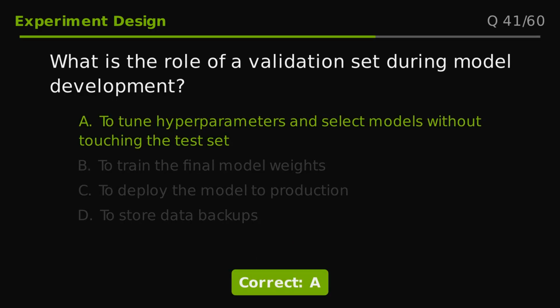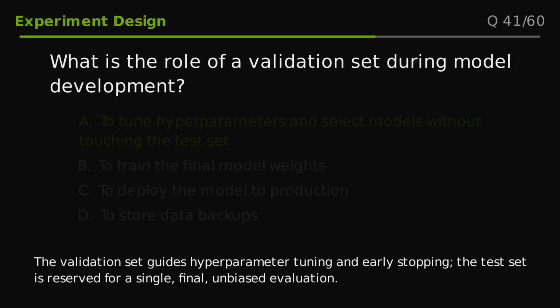The correct answer is A. The validation set guides hyperparameter tuning and early stopping. The test set is reserved for a single, final, unbiased evaluation.